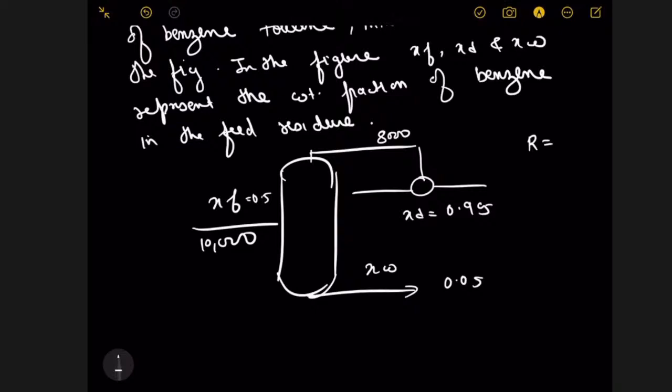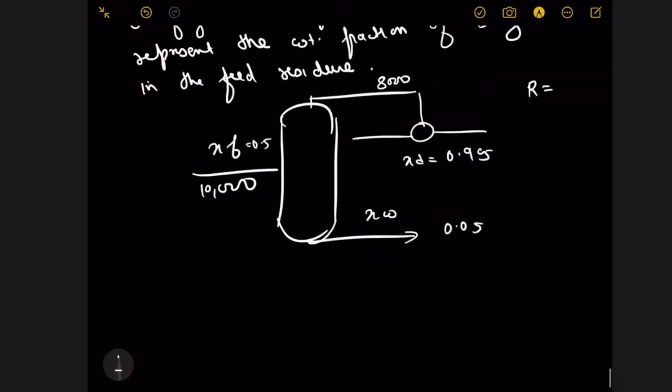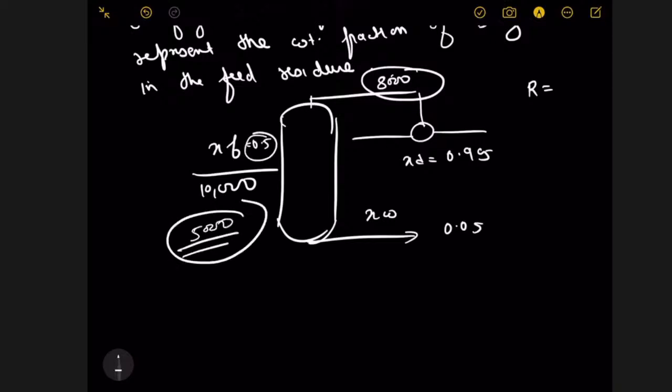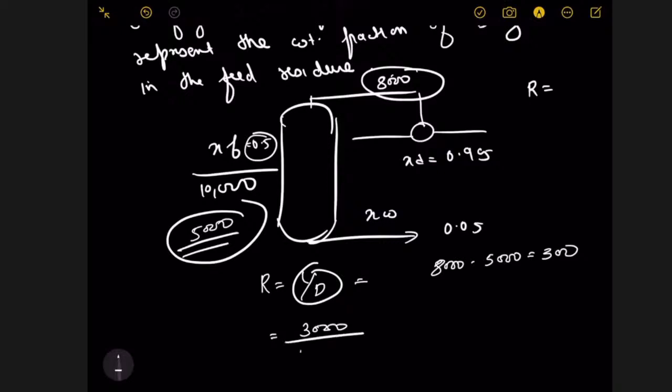Okay, so how will we solve this question? Here 8,000 is going here, and how much is coming? Here it is 10,000 of 5, meaning 5,000 is going as distillate. R is L by D. So how much liquid is going? 8,000 minus 5,000 is equal to 3,000. So it will be 3,000 divided by 5,000, which directly gives you 0.6. This is the answer.